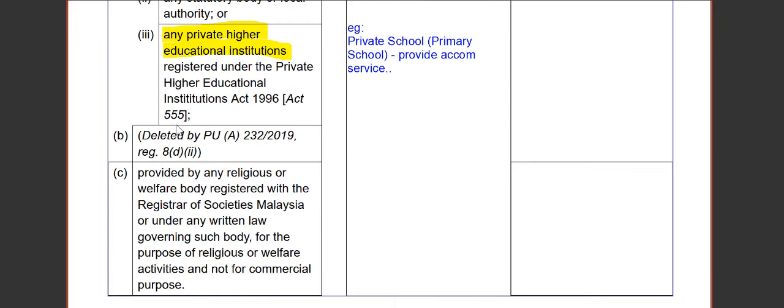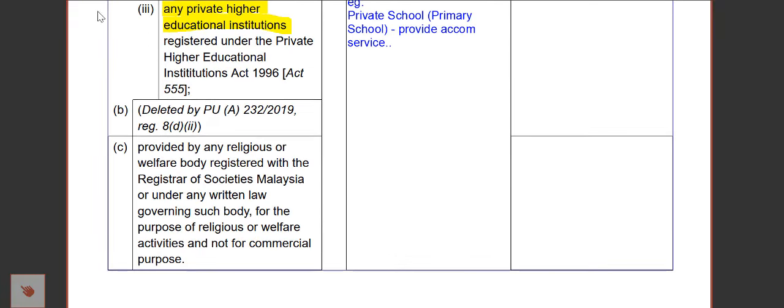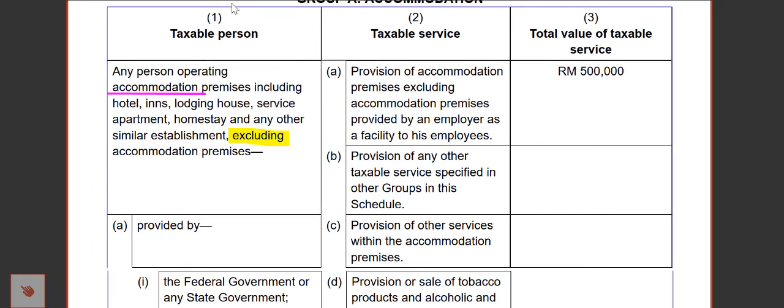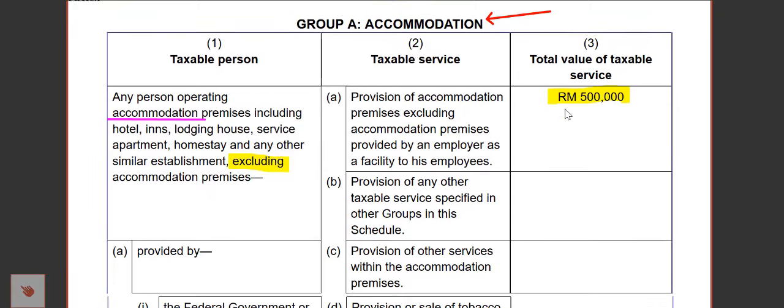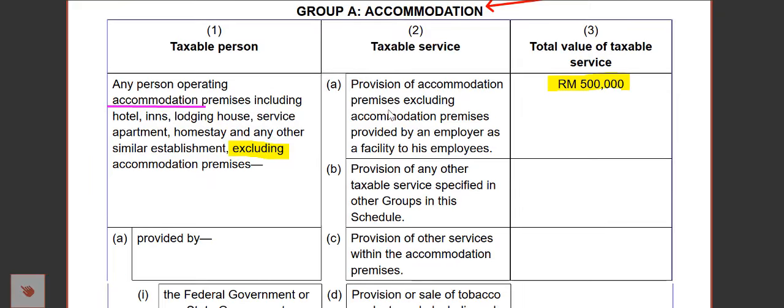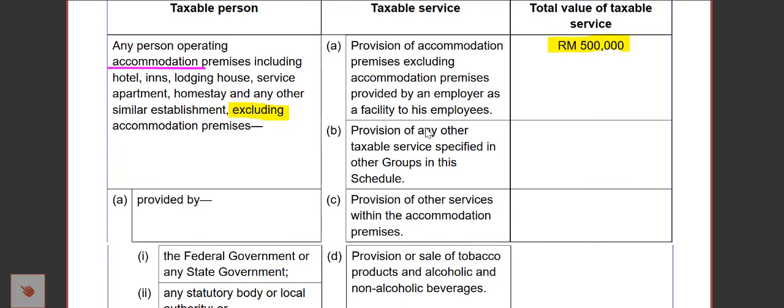Then they say accommodation provided by a religious or welfare body. For example, if the church has accommodation, then that will also not be classified as a taxable person. And how much value do you need to be registered? 500,000 is the threshold. The threshold is not the same for different categories, so you really have to memorize a bit. And if you do provide accommodation, what kind of services will be considered taxable?